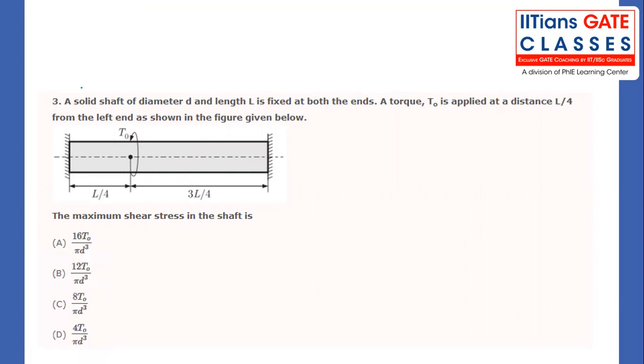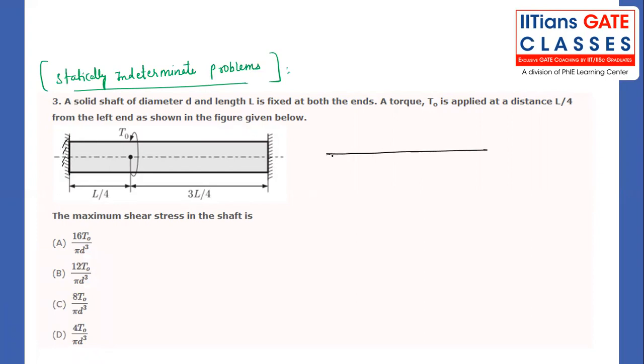Now, when you focus on this one, this problem is known as a statically indeterminate problem. Why are we calling it a statically indeterminate problem? See, both the ends are fixed. So draw the line diagram. This is point A, this is point B, and this is point C.